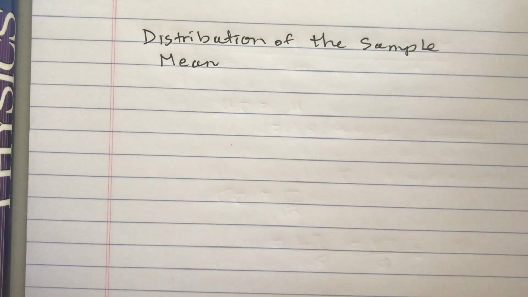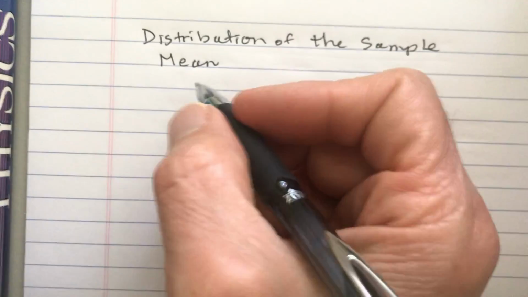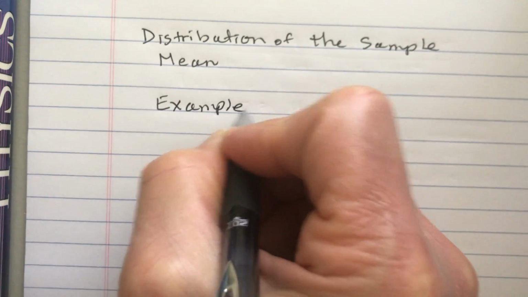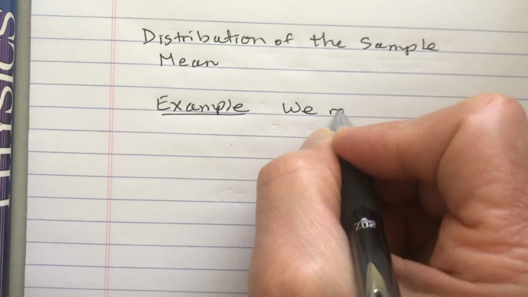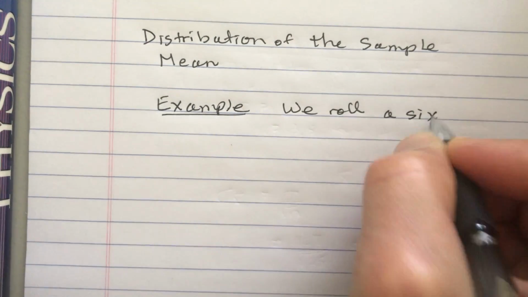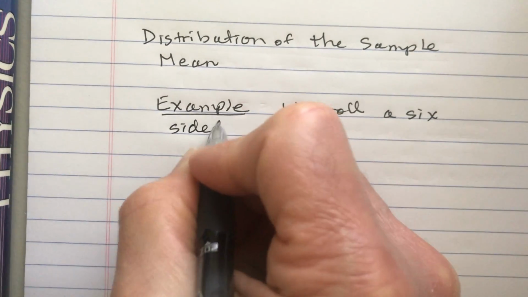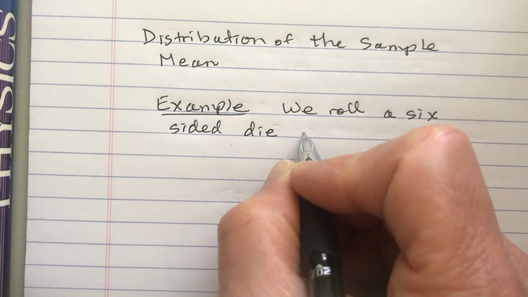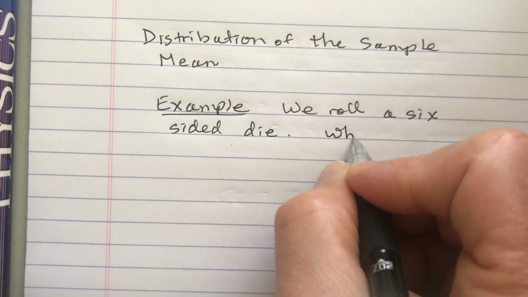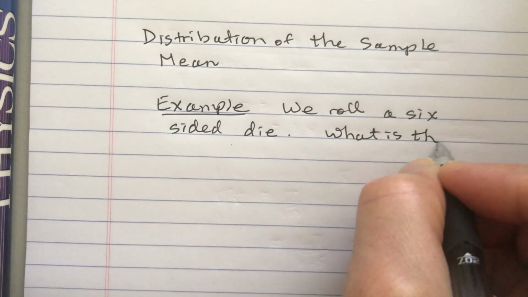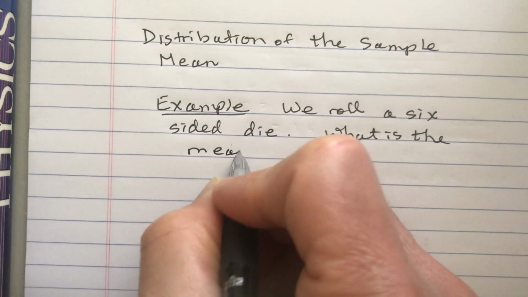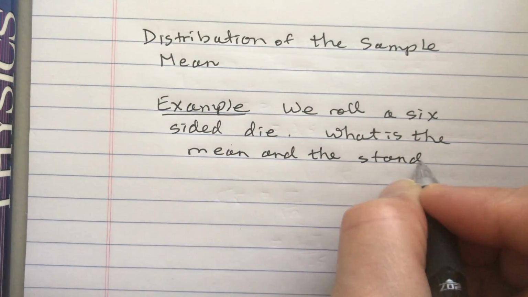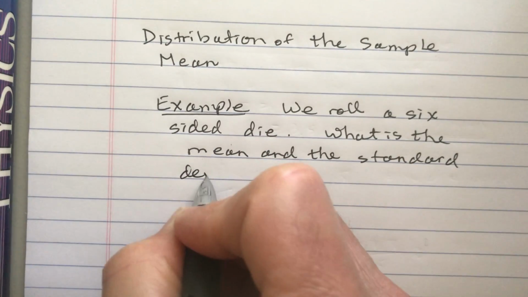All right, we're going to look at the distribution of the sample mean, and we're going to look at an example here where we roll a six-sided die. What is the mean and the standard deviation?